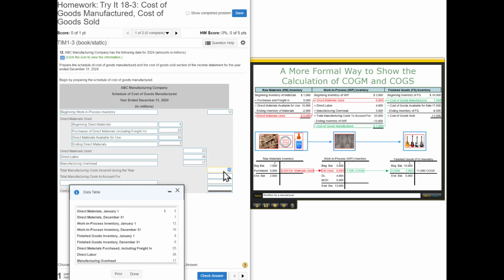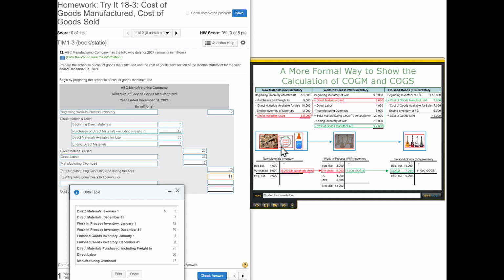So we had 76 million incurred for the year, plus the beginning work in process, the items that weren't finished from last period, and that gives us total manufacturing costs to account for. So I'm going to add 12 plus 76, and that gives us 88. So that gives us this number right here, total manufacturing costs to account for.